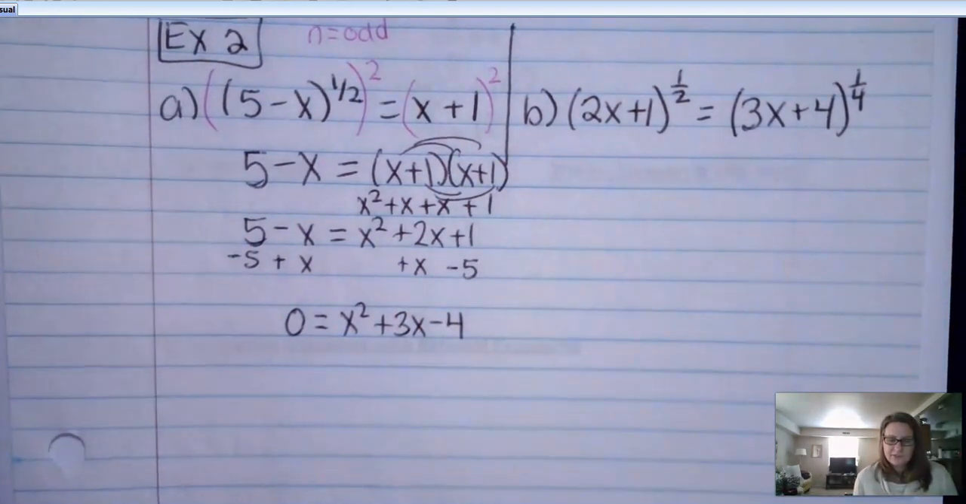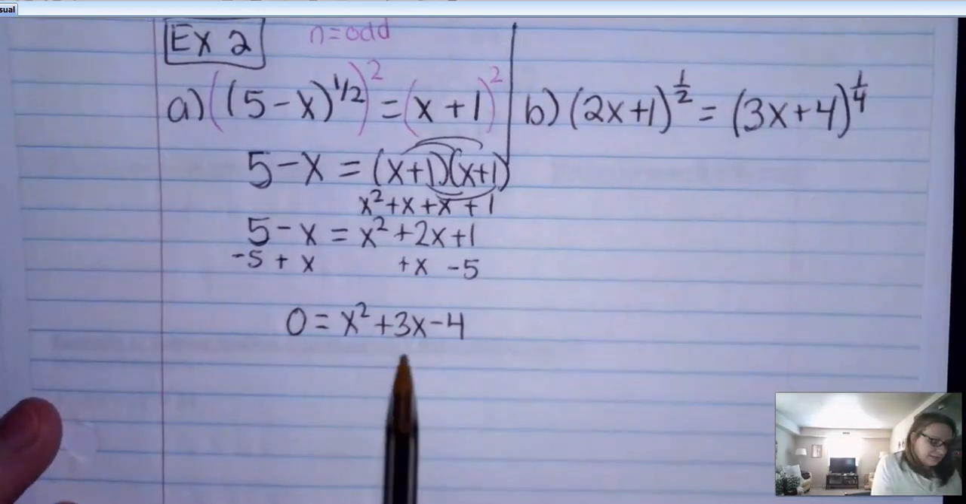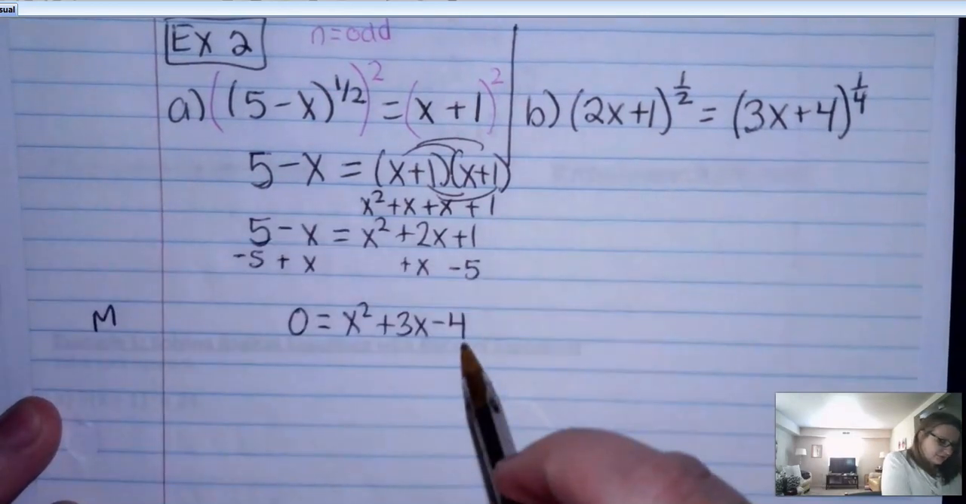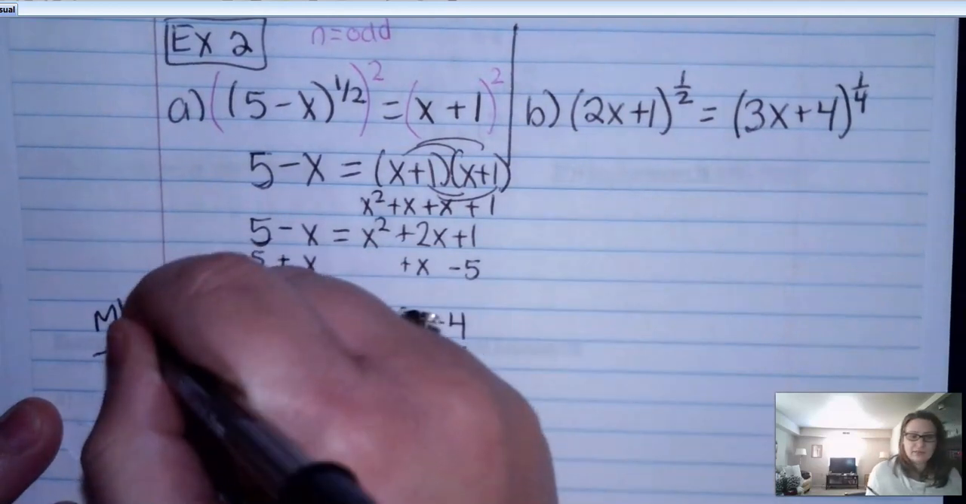Now, completely up to you. You can use the quadratic formula, or I'm going to give you questions that you can factor. So I'm going to factor because that's a little faster for me. I need two numbers that when I multiply them, I get -4, and when I add those same two numbers, I get 3.